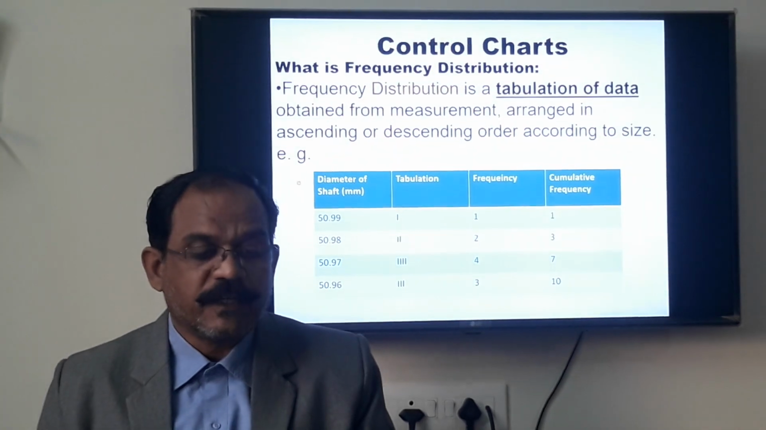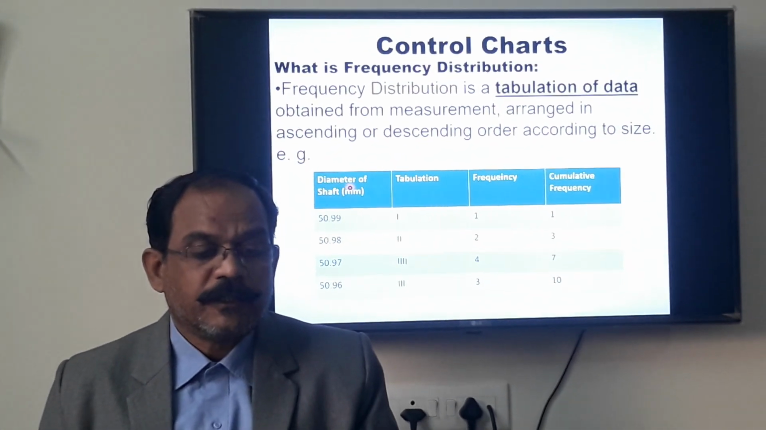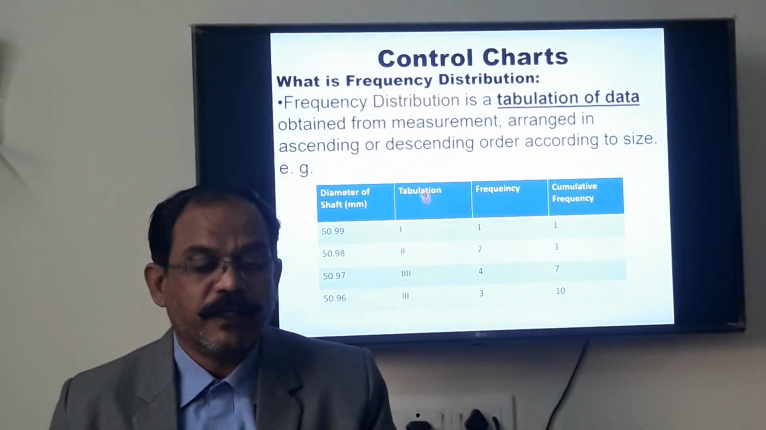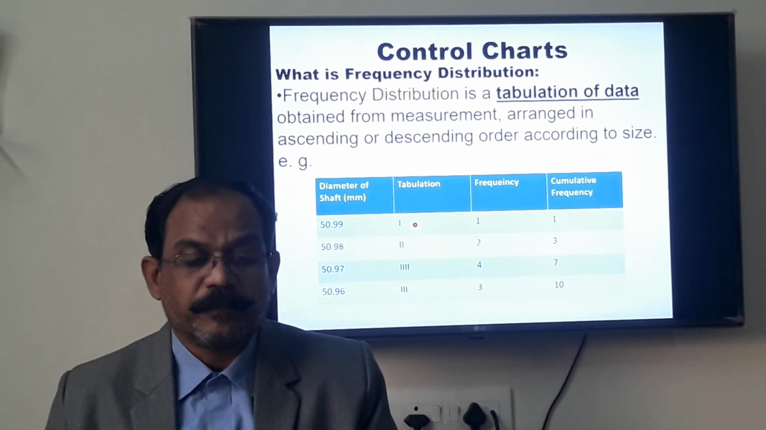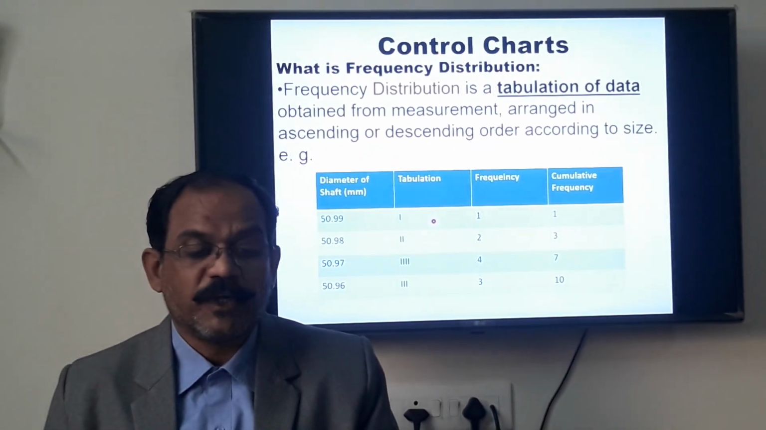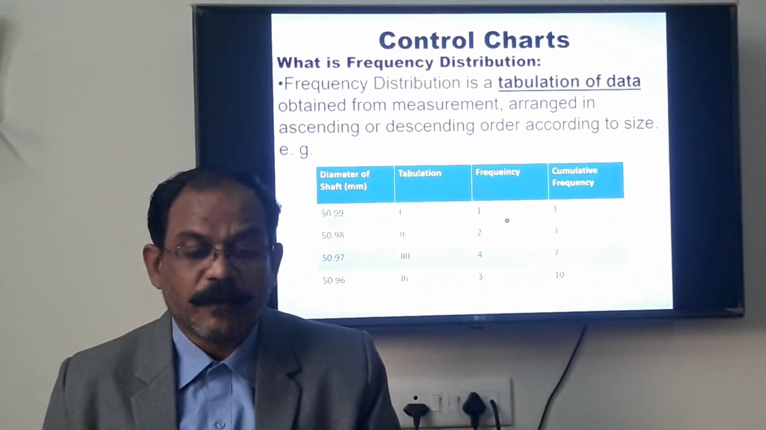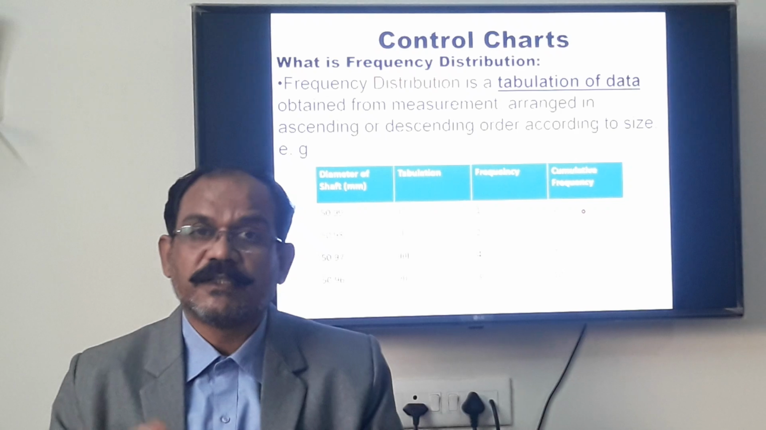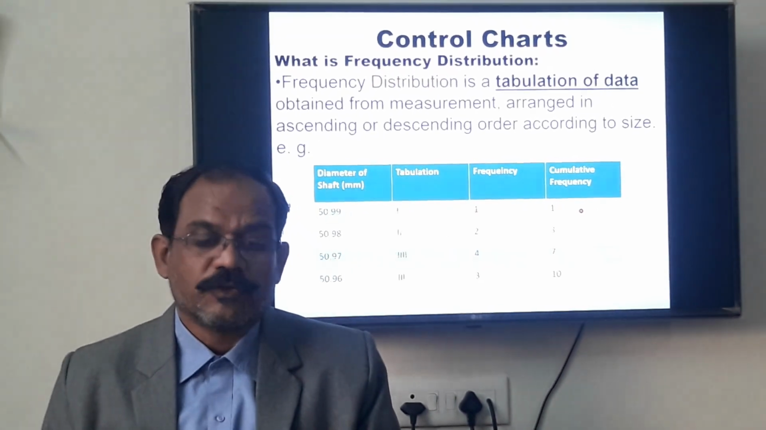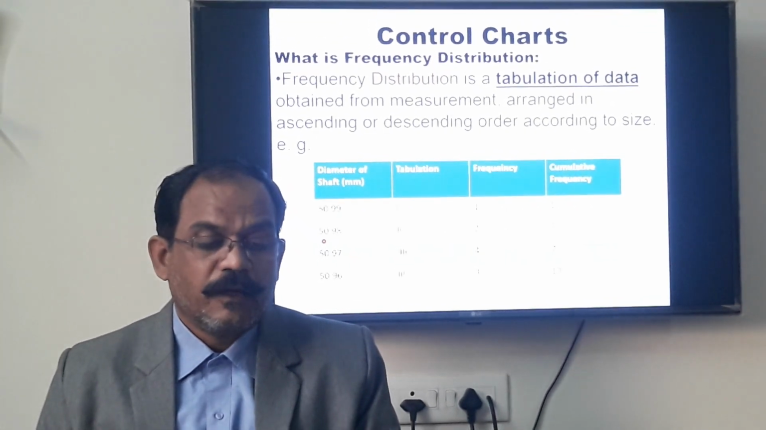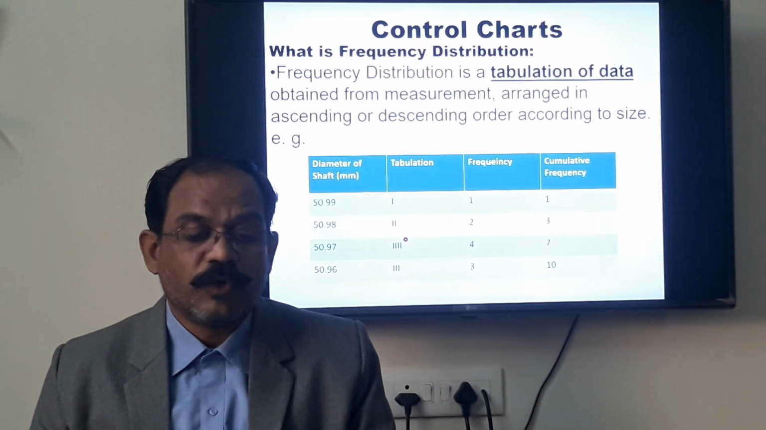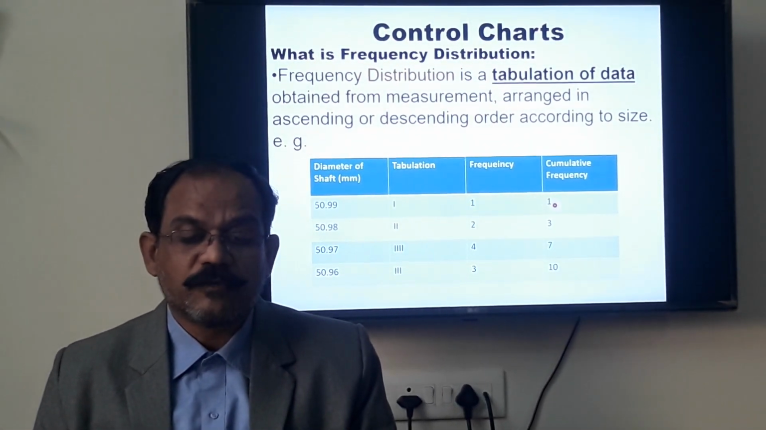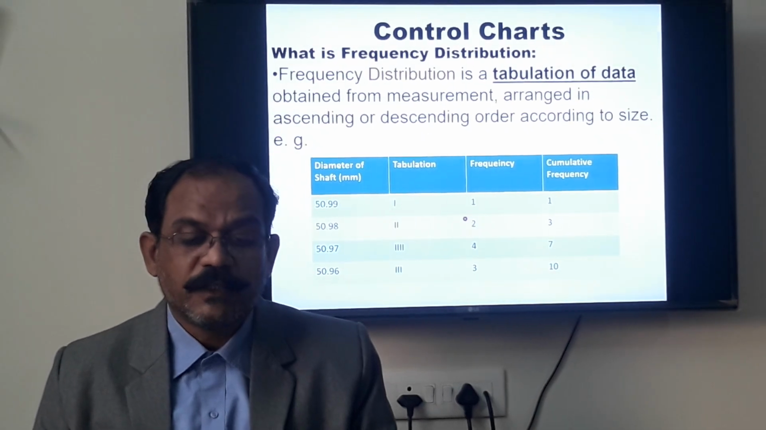Now take an example here, that some diameters of shafts are measured. Suppose this is 50.99. It appears one time. This is tabulation. So frequency is 1. Now I will add cumulative frequency. Cumulative frequency is nothing but the addition of the frequency. Now here 50.98 appears 2 times, so frequency is 2. Now cumulative frequency is 1 plus 2, which is 3.